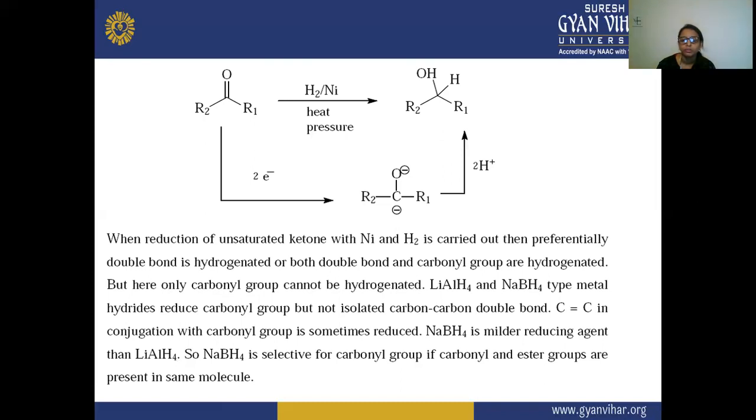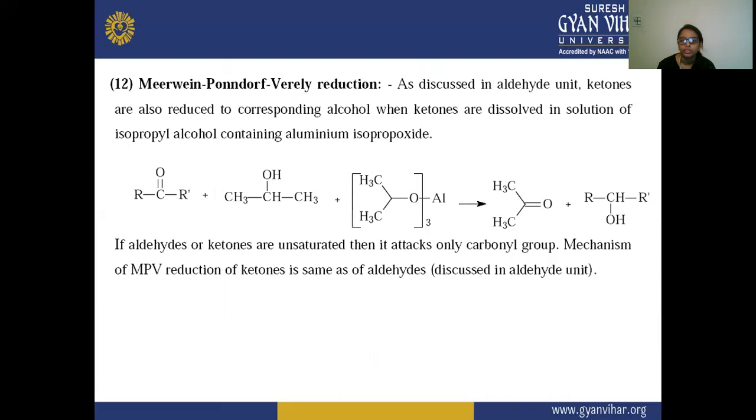So a C=C double bond in conjugation with the carbonyl group is sometimes reduced, and sodium borohydride is a milder reducing agent than lithium aluminum hydride. So sodium borohydride is used for selective reduction of the carbonyl group if carbonyl and ester groups are present in the same molecule. Next is your Meerwein-Ponndorf-Verley reduction.